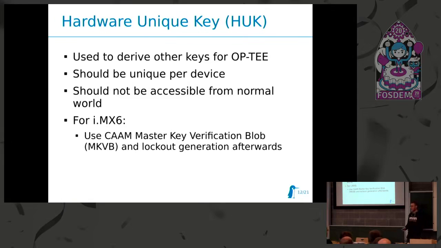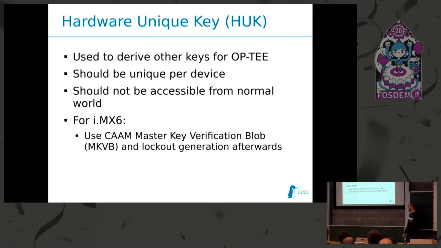Opti requires some kind of hardware unique key, which is used to derive all the other keys on boot up. And this should be unique per device, which means that every device should have a unique key. And subsequently, once a device stores data, it can only be encrypted by, and decrypted by, the very same processor. And obviously it should not be accessible from the normal world, because otherwise people can just derive the key in the normal world and then decrypt the data.